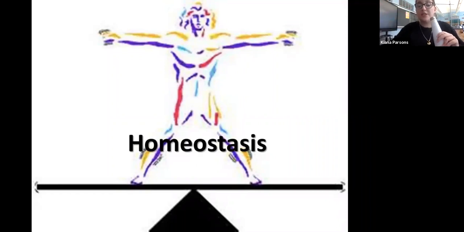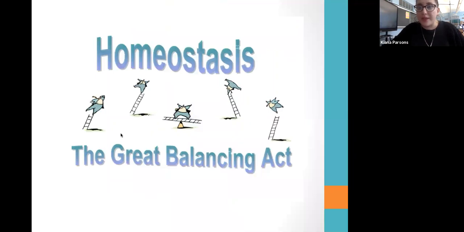If you're thirsty, your cells need water. You drink water, those water molecules are able to enter your cells via diffusion and help your body achieve this important state of homeostasis, the great balancing act. So again, that's all of your body's cells, all of your organelles, all of your organs, all of your organ systems working together to maintain this stable state. And that is the healthiest way for your body to be.